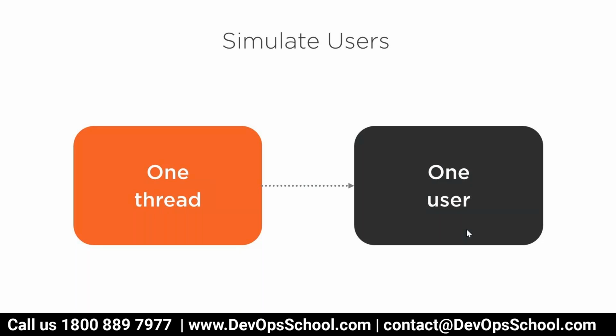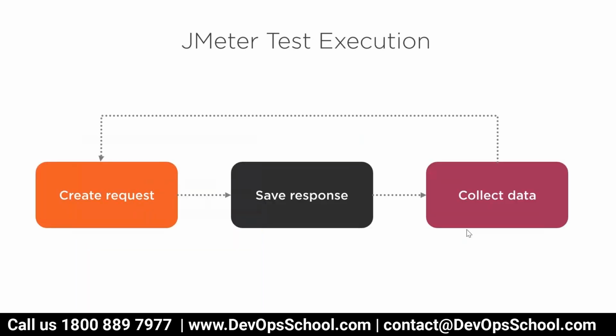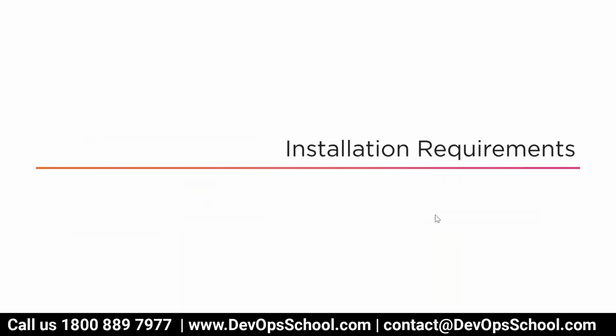So if you want to create 1,000 users request to the application, you have to set the thread to 1,000. One thread is equal to one user, so 1,000 threads is equal to 1,000 users. So what is the workflow in JMeter? You can create a request and a request will be made. The response that JMeter received will be saved, and then that is where you can collect the data and analyze the reports.